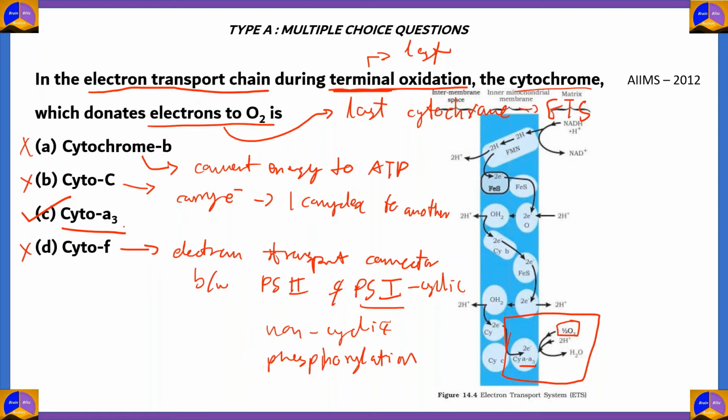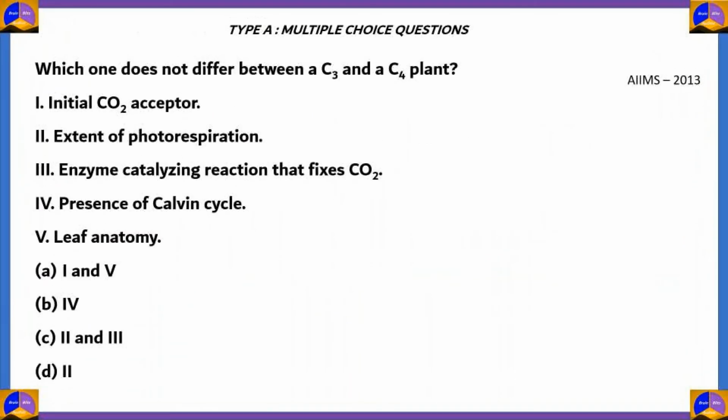One thing to note is that cytochrome A3 is the final cytochrome which is present in the ETS, and it is present in terminal oxidation as given in the question. So terminal oxidation would give you the clue that it's the final cytochrome, and the final cytochrome in the ETS is cytochrome A3. So its function is to donate electrons towards oxygen. Option C is the right option.